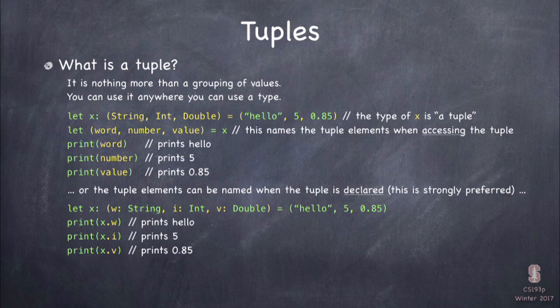You're going to see in program assignment number 2 that I'm going to have you write a function that returns a tuple, and it's going to specify the names of the parts. Now, even if you name them, like we have with x, you can still say let word, comma, num, comma, val equal x, and it'll still pull it out into individual variables. So naming them doesn't stop you from pulling them out into individual variables if you want.